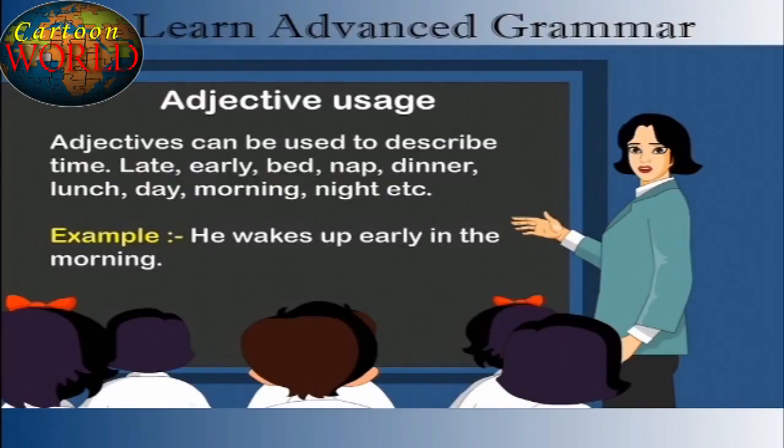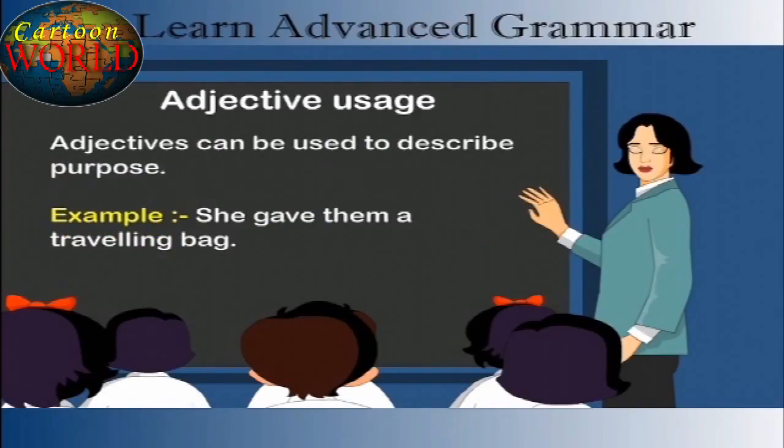Adjectives can be used to describe time. Late, early, bed, nap, dinner, lunch, day, morning, night, etc. Example: he wakes up early in the morning. Adjectives can be used to describe purpose. Example: she gave them a travelling bag.